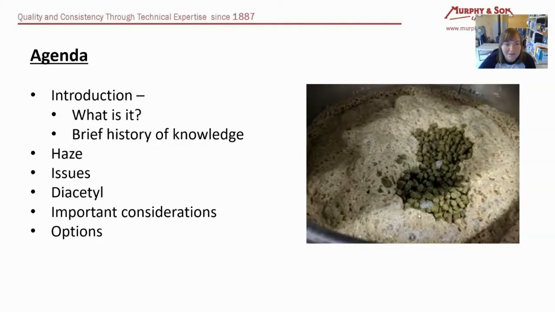Introduction, what is hop creep, and a brief history. A little bit about haze in beer, a little bit about the issues which are caused during hop creep, especially diacetyl, that's in focus. Sort of the important considerations to think about, and any options that you might want to consider to avoid hop creep.